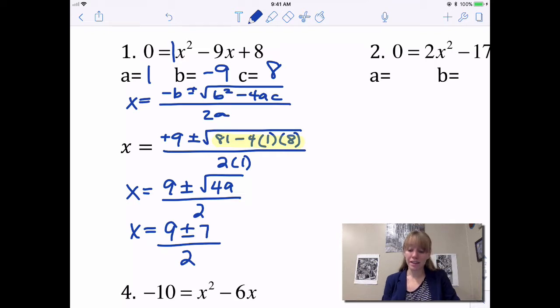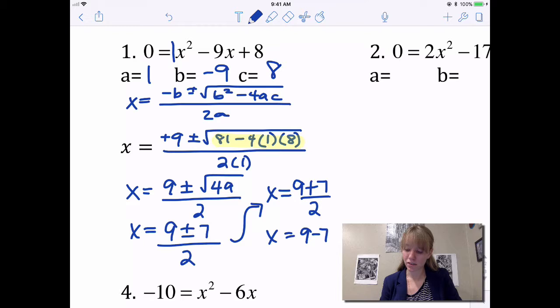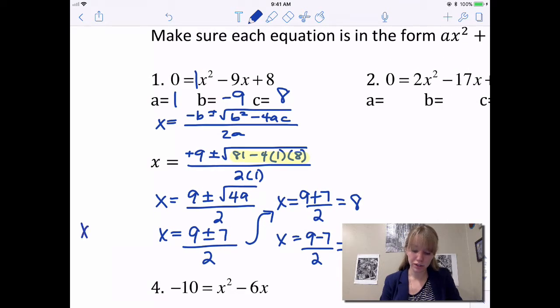This is really two equations. This is the equation x equals 9 plus 7 divided by 2, and x equals 9 minus 7 divided by 2. I think about what that numerator is, so 9 plus 7 is 16, divided by 2 is 8, and then 9 minus 7 is 2, divided by 2 is 1. So my two answers are x equals 8 and 1.